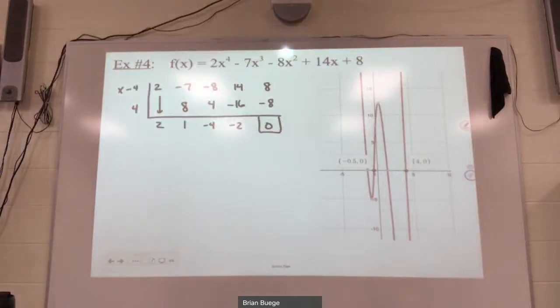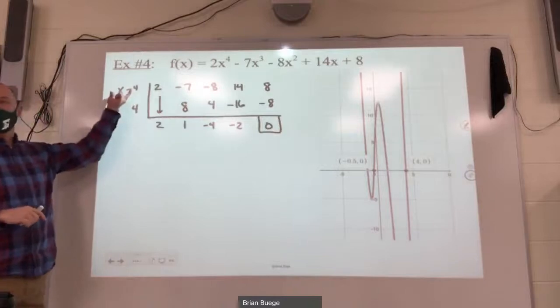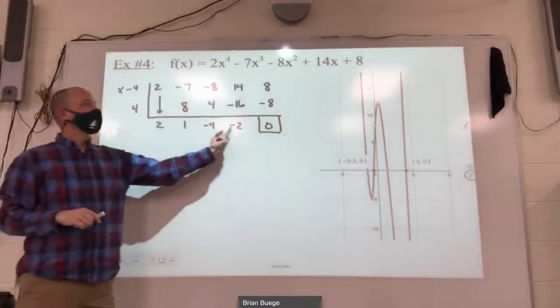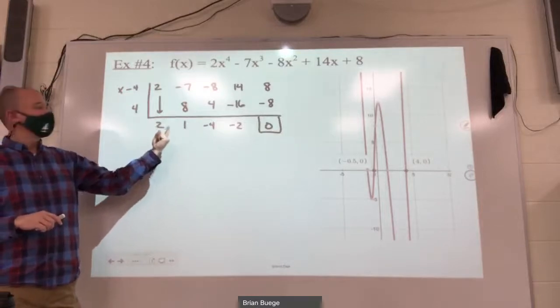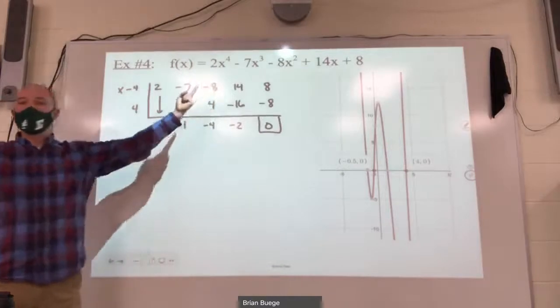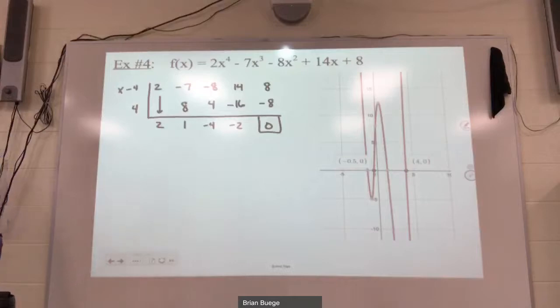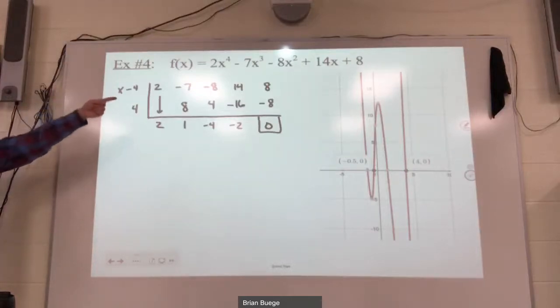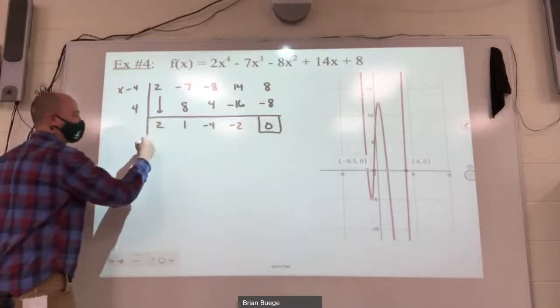Okay? So if that was where I wanted to stop, I know that x minus 4 is one factor, and this then would be a cubic. This would be 2x cubed plus 1x squared minus 4x minus 2. Remember, every time you do synthetic division, it goes down 1 degree. Okay? But if the point of this problem is I want to find all of those 4 zeros that I have, let's keep going. We can go again. Okay? Meaning?